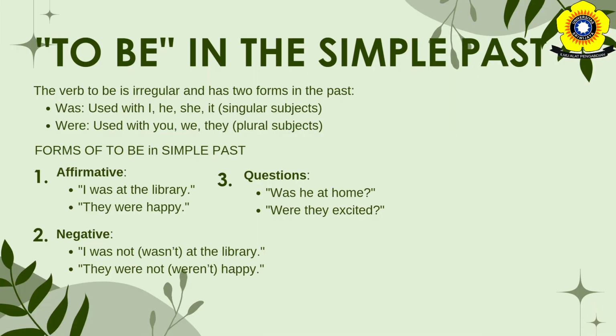To be in the simple past. The verb to be is irregular and has two forms in the past. Was, used with I, he, she, it, or we may call it singular subjects, and were, used with you, we, they, or we may call it plural subjects. There are three forms of to be in simple past. Affirmative: I was at the library. They were happy. Negative: I was not at the library. They were not happy. Questions: was he at home? Were they excited?